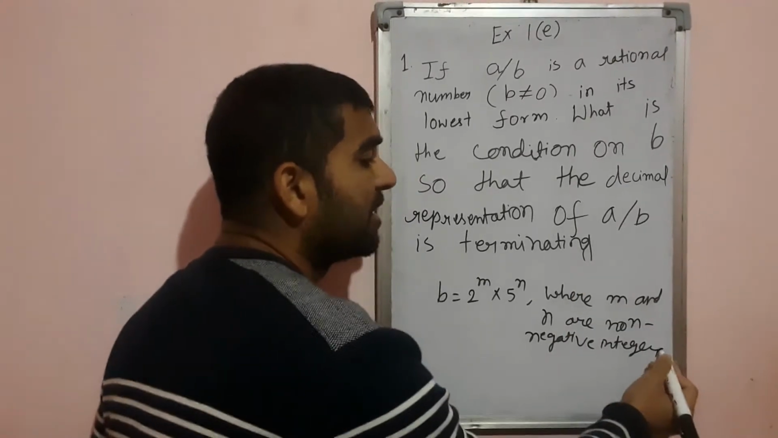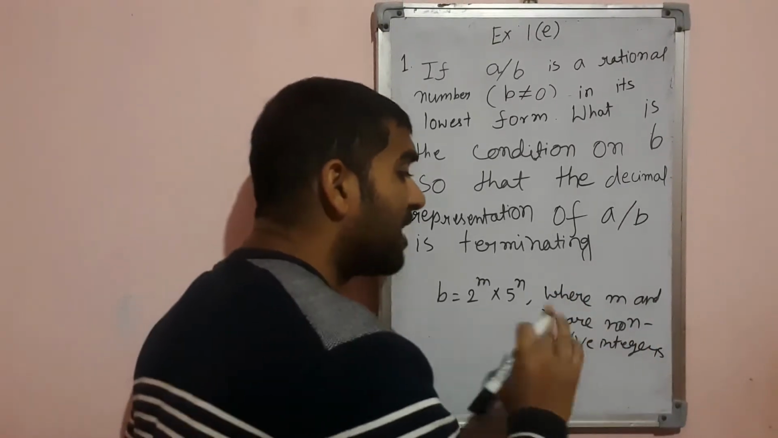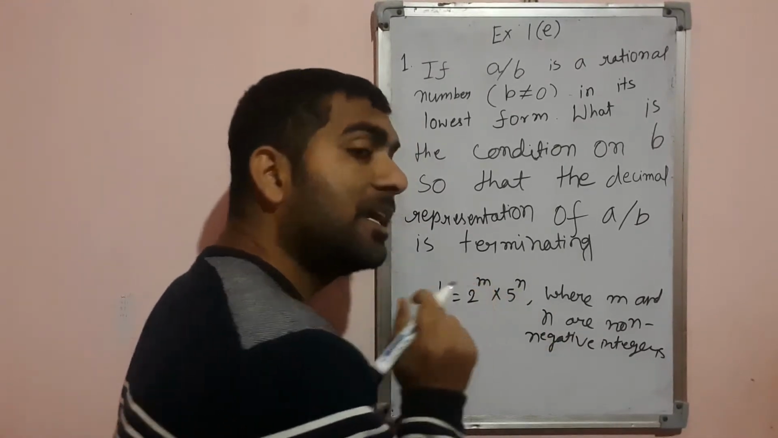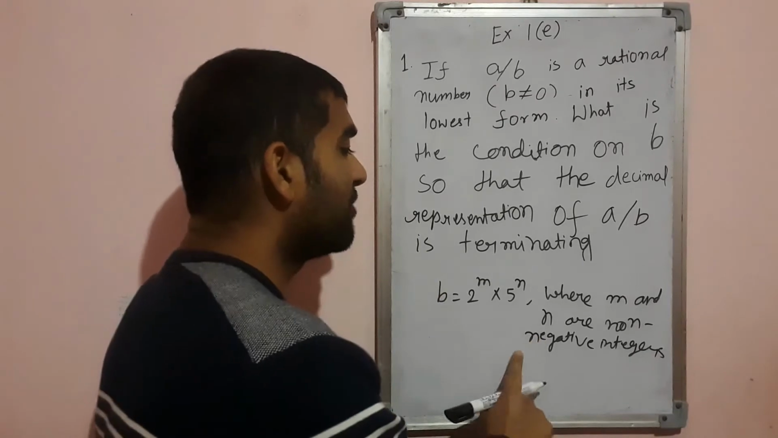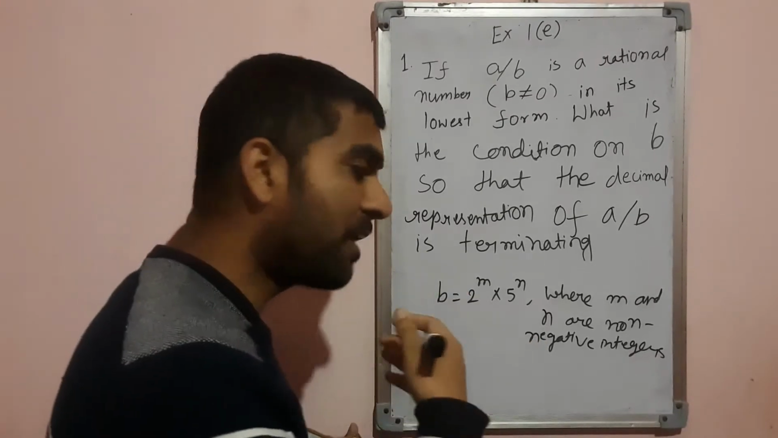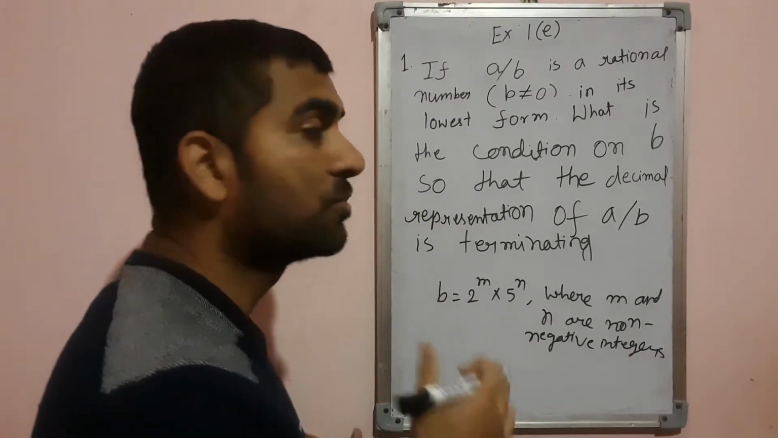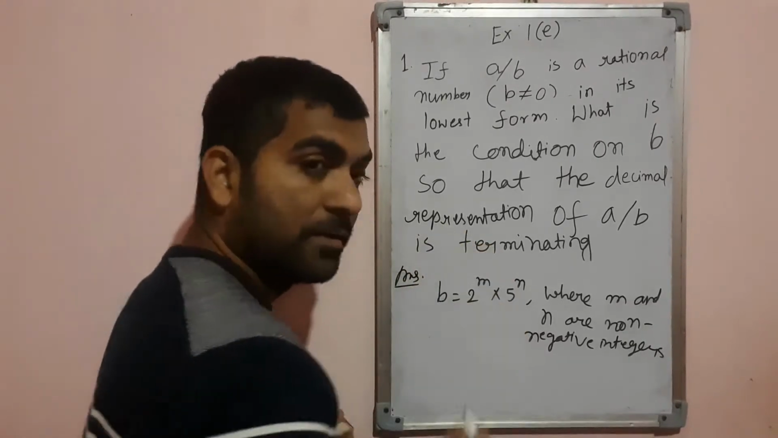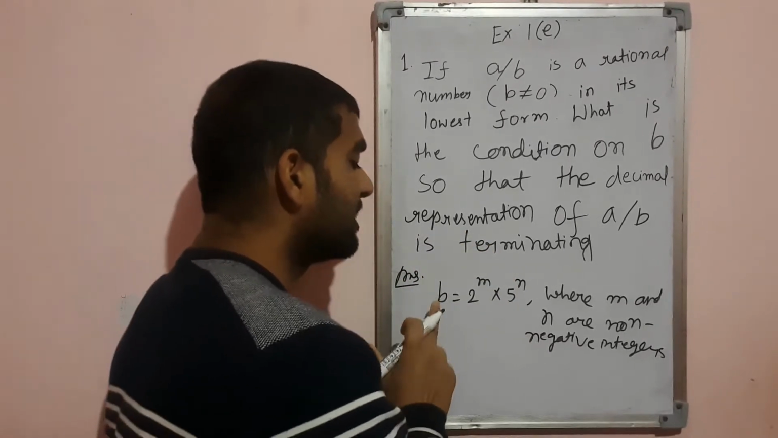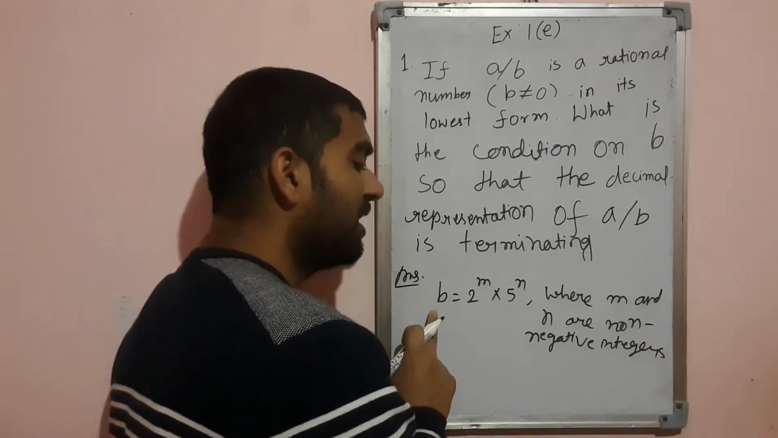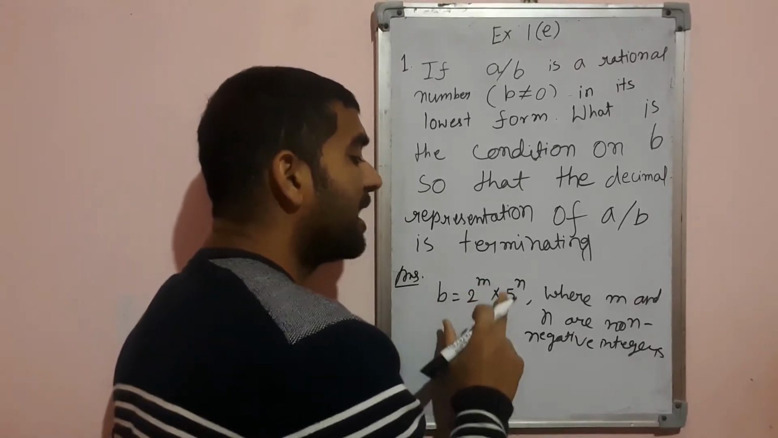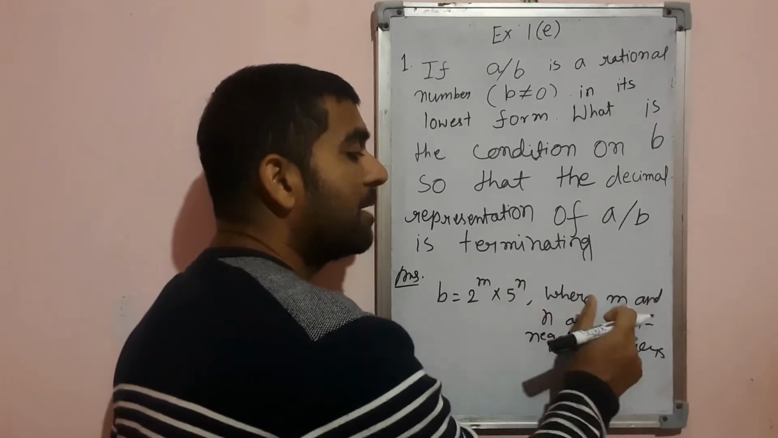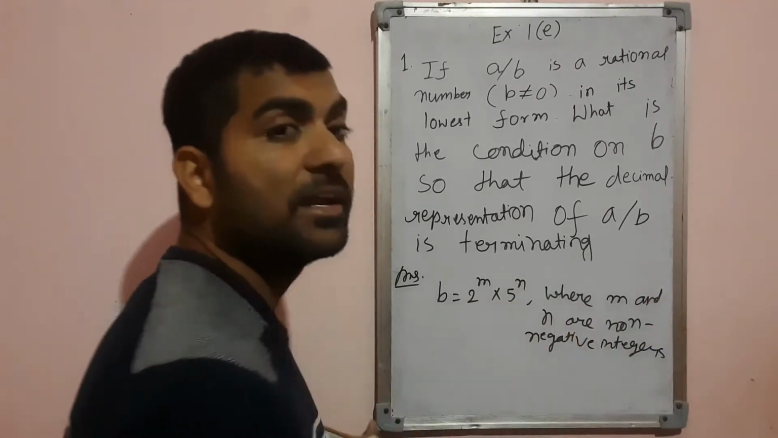Non-negative means what? Positive. They don't want any negative value here, only positive. If this power is positive, then only it will be terminating, otherwise non-terminating. So I hope it is clear. This is the answer for question number 1. You will write here: condition of b should be, or b equals 2 power m into 5 power n, where m and n are non-negative integers.